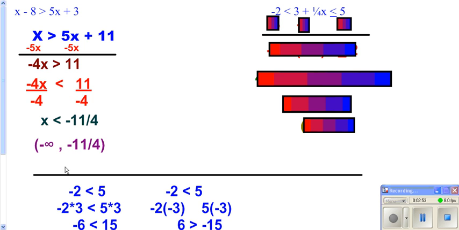If you wanted to write the interval notation, it would be given to you like this. Because you're starting here going down towards negative infinity, but you're not including this one, so it's curved. You never include the infinities.